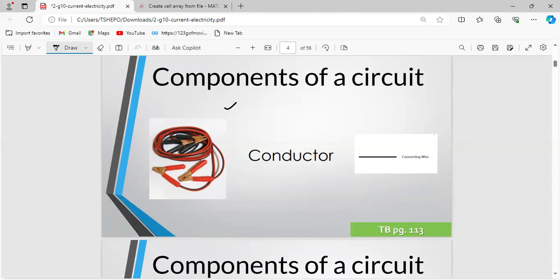And then here we have the connecting wire, which is the same as the conductor. These two things are the same, but this is a different presentation. This is a presentation that we use when we draw the circuits in our books.